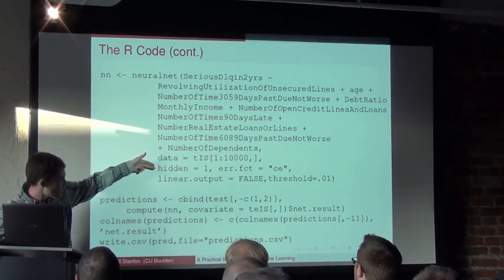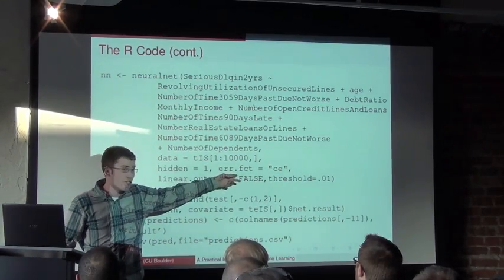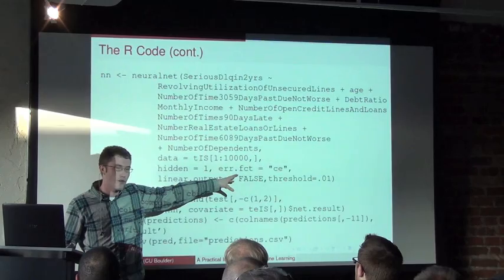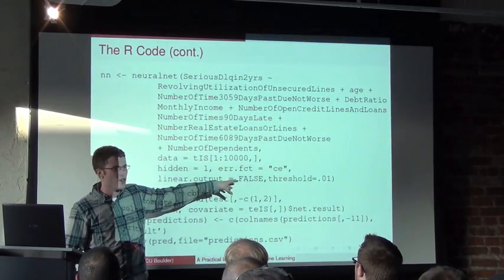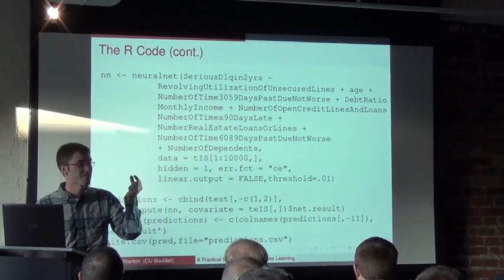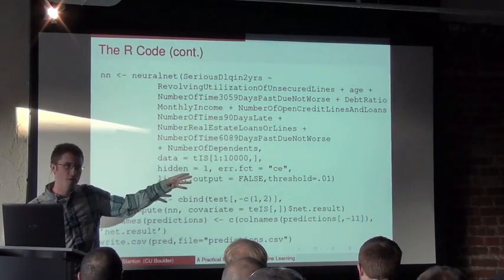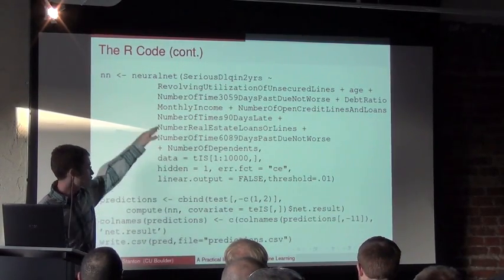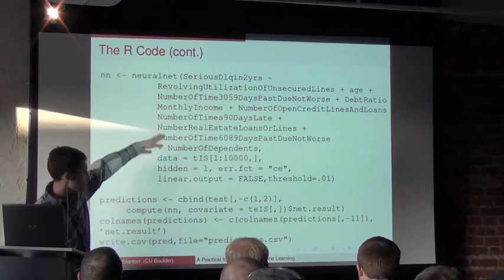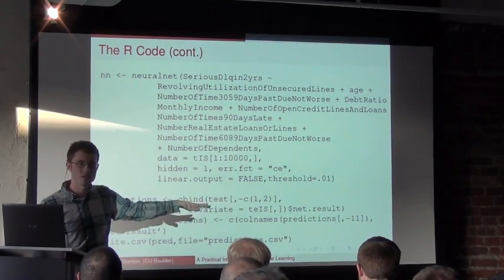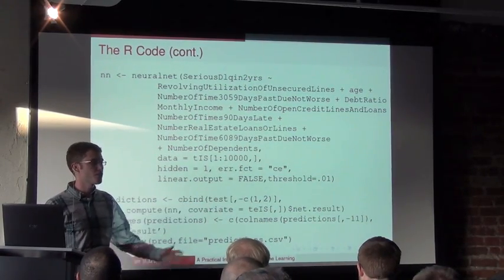We say one hidden layer. We're using a particular kind of error function or cost function. I showed you one before. This is not really worth worrying about. This one we picked because we're trying to classify. And then we're telling it to output the probabilities, and we're telling it the threshold. So actually, for your average classification problem, you could basically just copy this code and use it yourself. It should work. And I'll send it to you if you're interested.